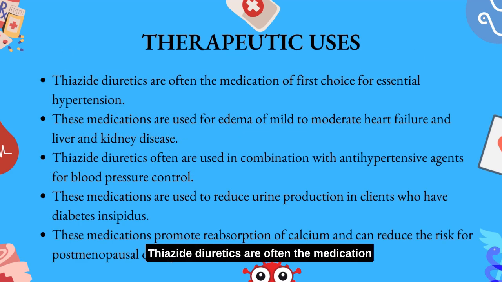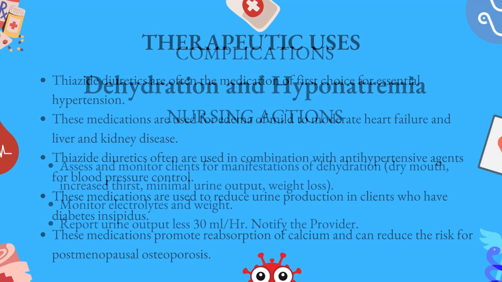Therapeutic uses. Thiazide diuretics are often the medication of first choice for essential hypertension. These medications are used for edema of mild to moderate heart failure and liver and kidney disease. Thiazide diuretics often are used in combination with antihypertensive agents for blood pressure control. These medications are used to reduce urine production in clients who have diabetes insipidus. These medications promote reabsorption of calcium and can reduce the risk for postmenopausal osteoporosis.